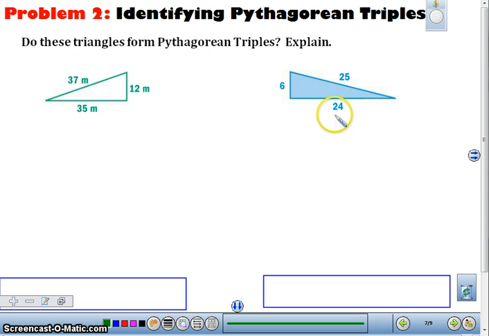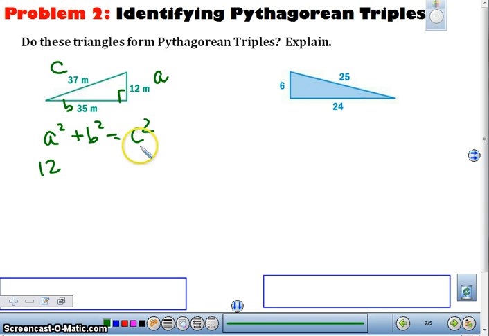First thing you need to look at, are they all whole numbers? Yes, and they're positive. So now for our explanation, we need to show that a squared plus b squared is equal to c squared. So we are going to put in 12 squared. Make sure you always identify your c. Remember, c is the longest side, it's across from our right angle, the hypotenuse. And then usually a is the shortest and then b, although it doesn't matter if you switch these two around. So we have 12 squared plus 35 squared is equal to 37 squared.